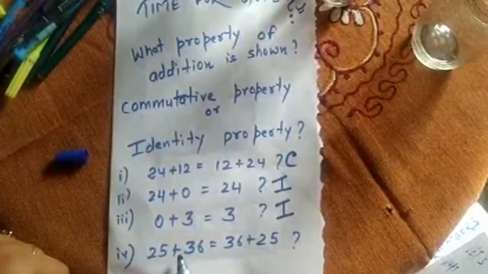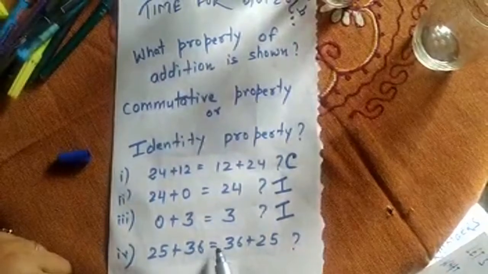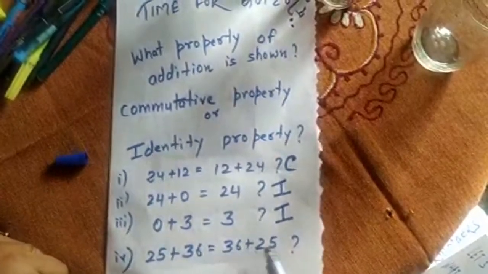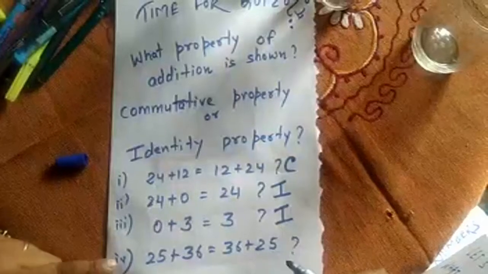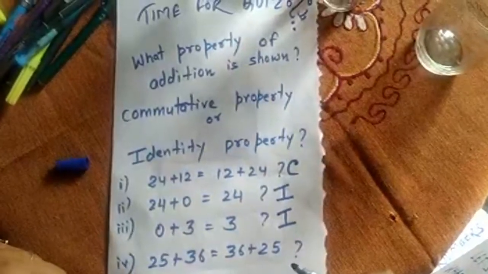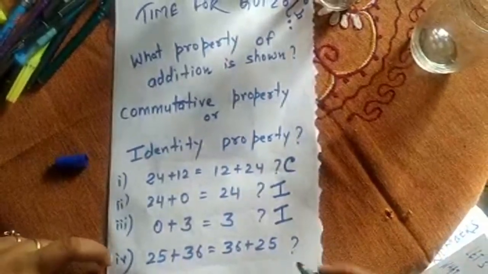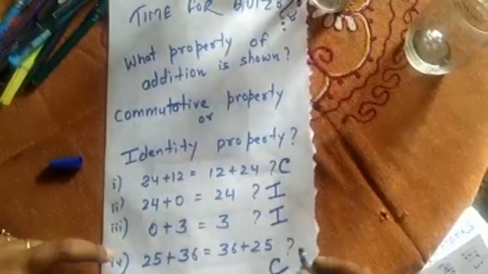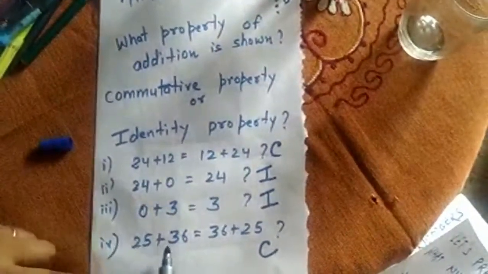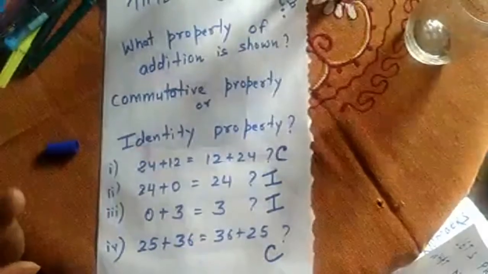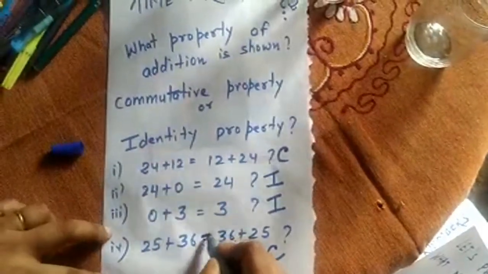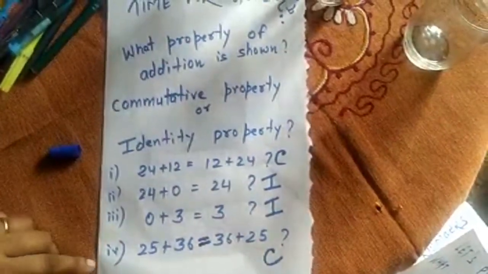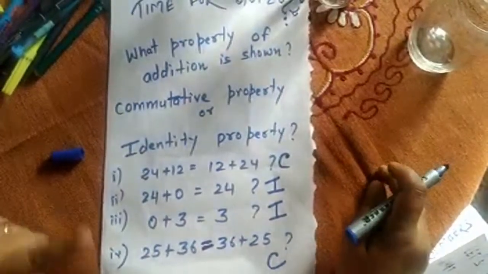Fourth, 25 plus 36 is equal to 36 plus 25. So which property of addition is this? This is the commutative property of addition, because the order of the addends is changed but the sum does not change. Here the equals sign means both the sums are the same.